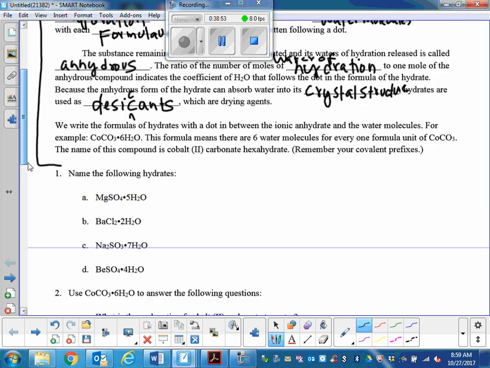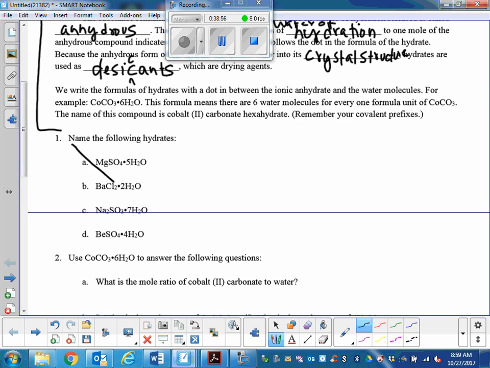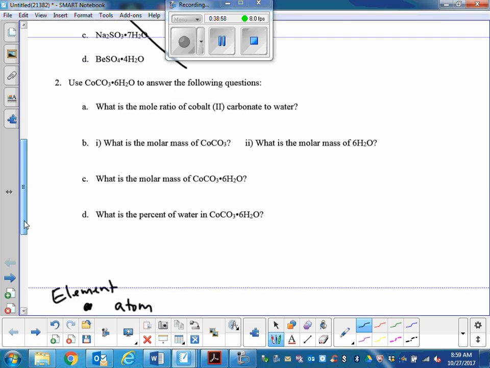So moving on. I think we are skipping the naming of the hydrates. We'll come back to it later on. Now these calculations are important. So I'm going to answer the first question. This is CoCO3 and this is 6. Do you see that number? It's 1 cobalt carbonate to which 6 water molecules are attached to 1 formula unit, right? So that is called the mole ratio of cobalt carbonate to water. Does that make sense? It's 1 to 6.